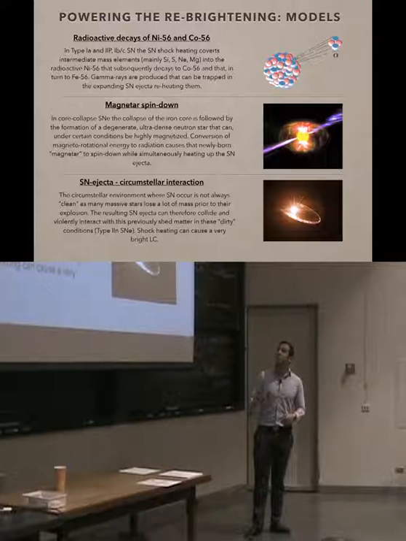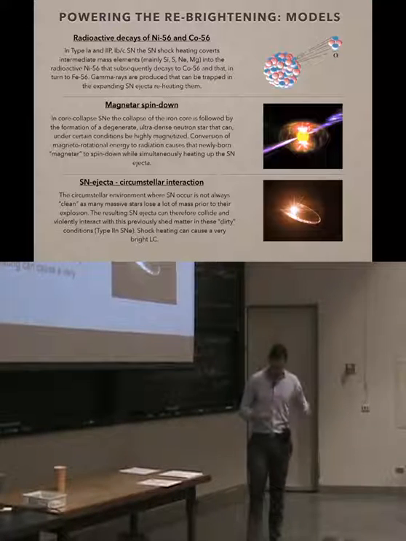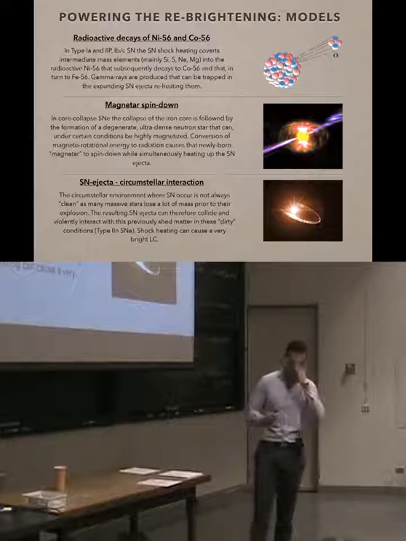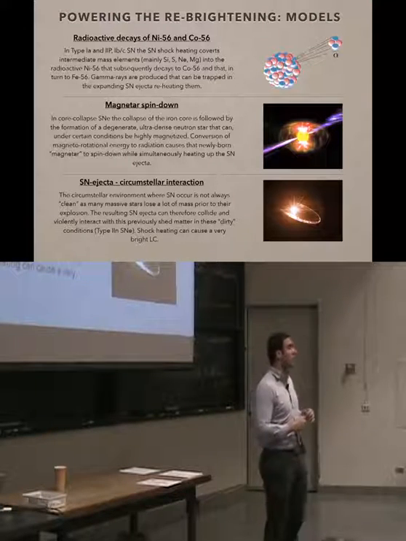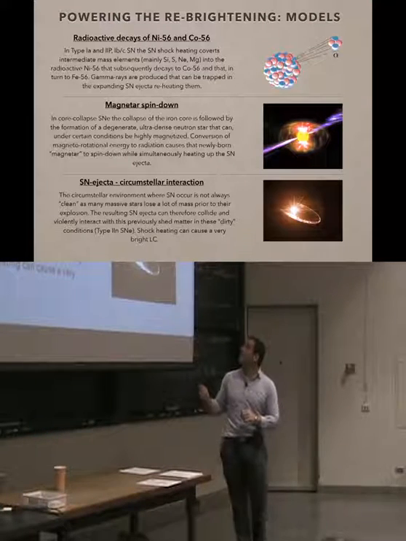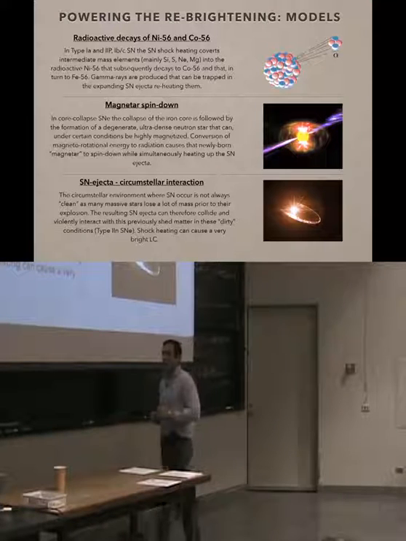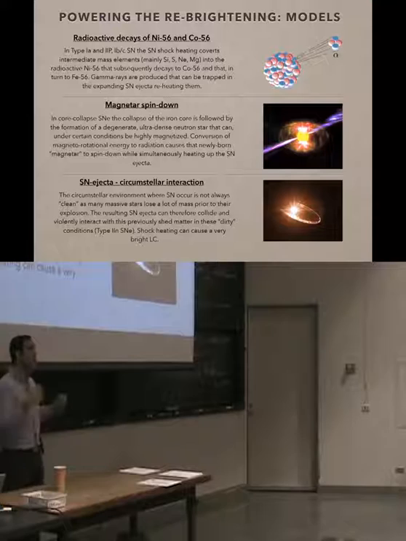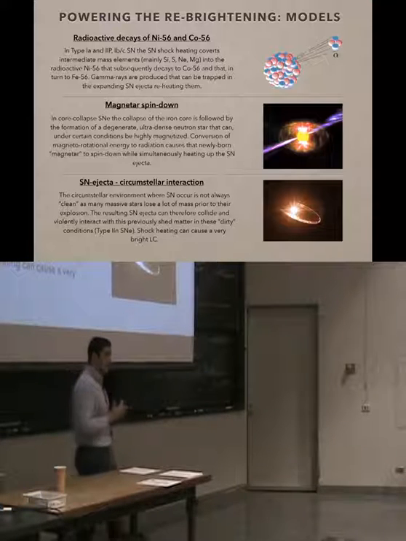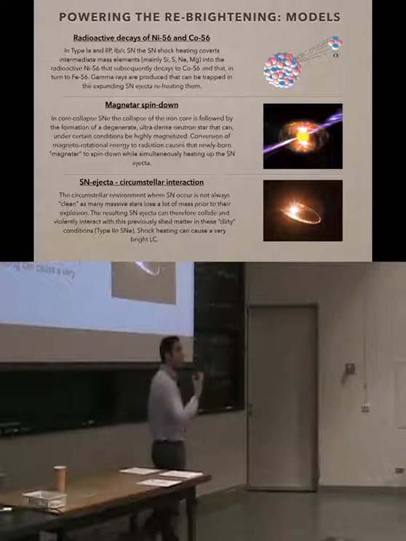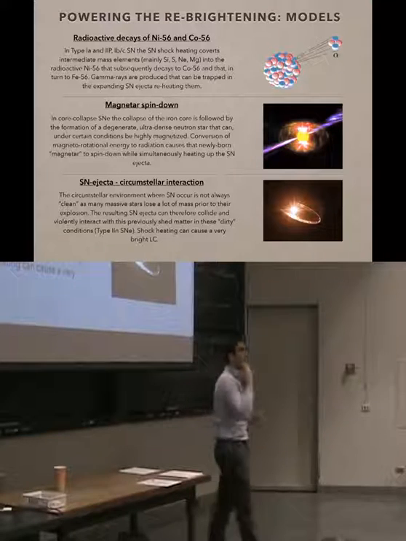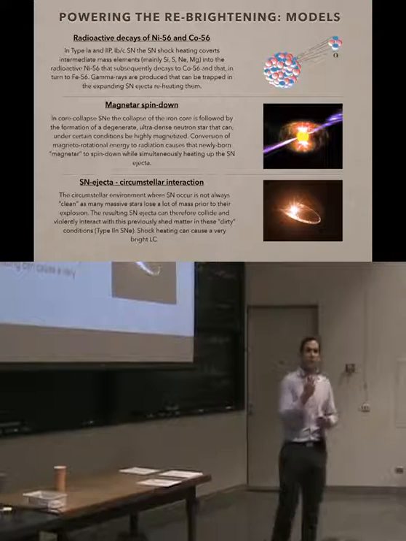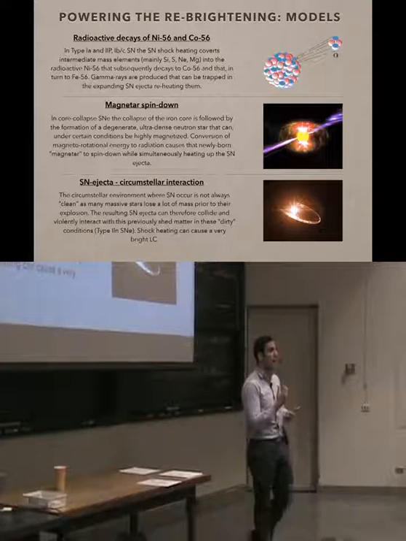And there are two very common and very popular mechanisms that we discuss in the literature. One of them is the magnetar spin-down model. Well, as I said during the last lecture when I discussed core collapse supernovae, right after the core collapse process of massive stars, you're going to form a degenerate dense core in the center of the star, either a neutron star or a black hole.